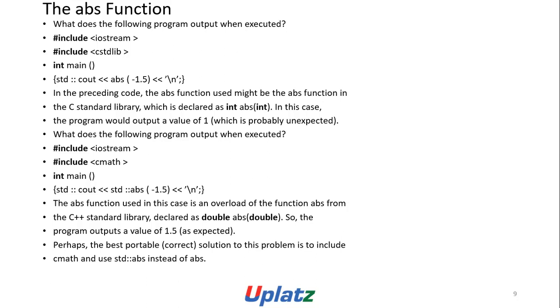What does the following program output when executed? #include <iostream>, #include <cmath>, int main, std::cout << std::abs(-1.5) << "\n". The abs function used in this case is an overload of the function abs from the C++ standard library, declared as double abs(double). So the program will output a value of 1.5 as expected. Perhaps the best portable, correct solution to this problem is to include cmath and use std::abs instead of abs.